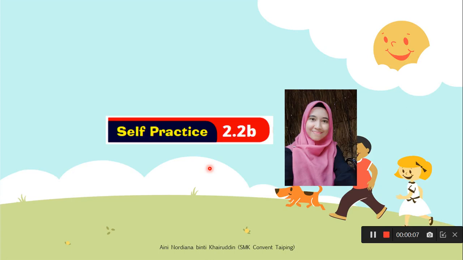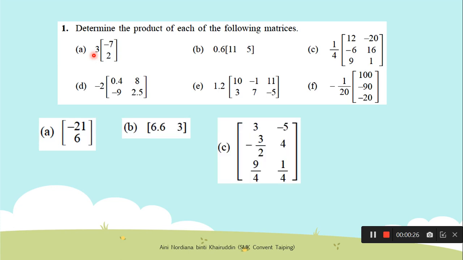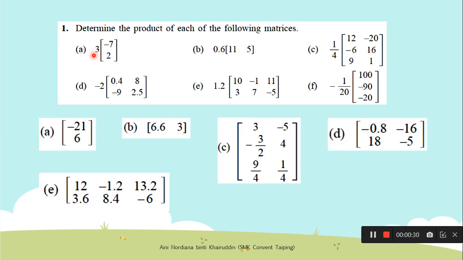So this is from Form 5, chapter 2. So question number 1, determine the product of each of the following matrices. So this is the simple question. For this matrix, you just multiply with 3. So we just go through the answer. So this is the answer for A, B, C, D, E, and F. So this is all the answer for question 1.